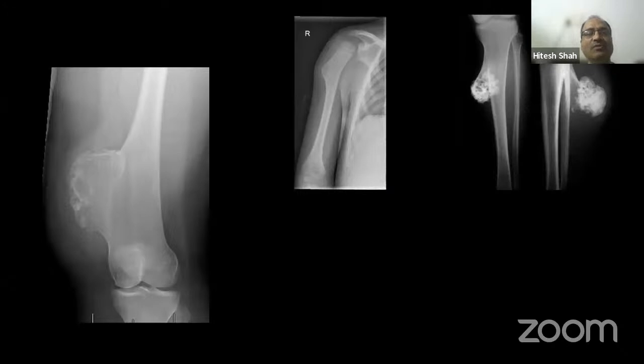Okay, that is the tumor. So anybody can say what type of tumor this is?